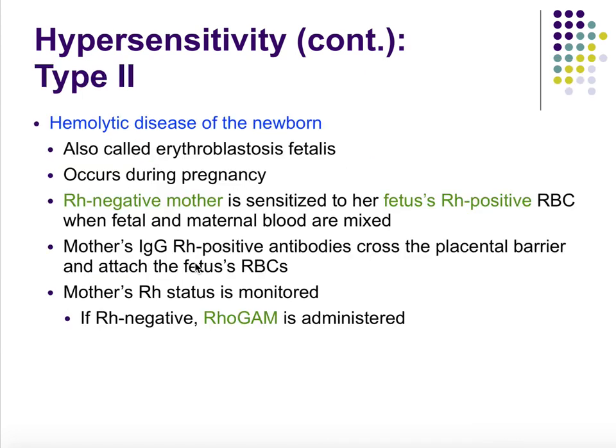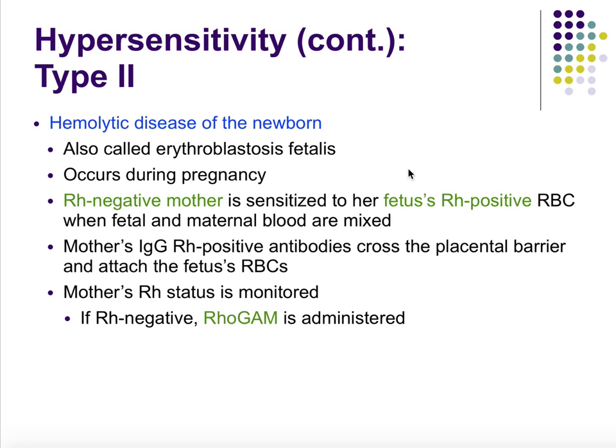Another example of where you might see this is hemolytic disease of the newborn. So this is also known as erythroblastosis fetalis. It occurs during pregnancy in mothers who are Rh negative. So if you are an Rh negative mother, so Rh factor is another component of blood. If you have the Rh factor on your blood, you're Rh positive. If you don't have it, then you're Rh negative. So if a mom is Rh negative, she does not recognize Rh because she doesn't have it in her body.